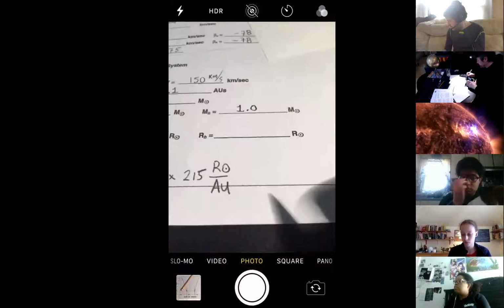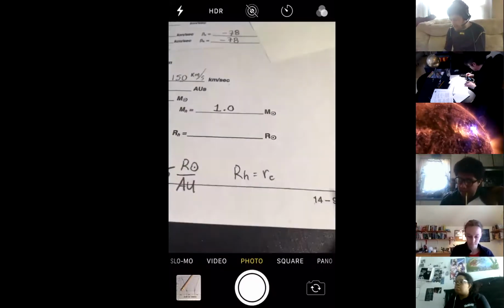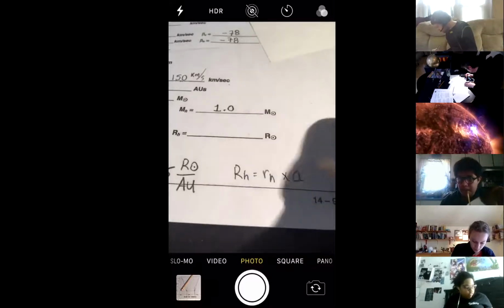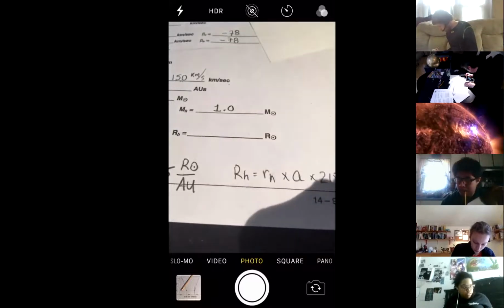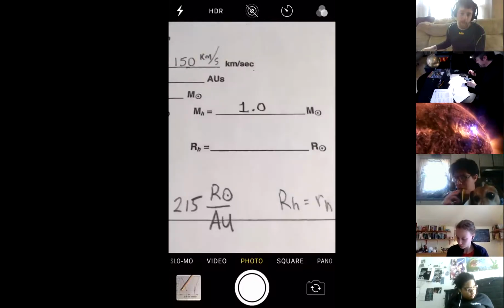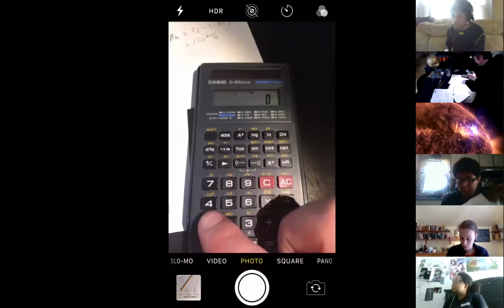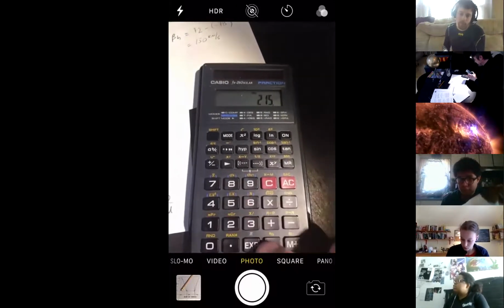The radius of the hot star can be found through the same computation. The radius of the hot star is the scale percentage of the hot star times the semi-major axis, and then we've got to convert from AUs to solar radii. So our hot star, pardon? 1.7. Yeah, so used 8%. So it's 8% times 0.1 times 215.